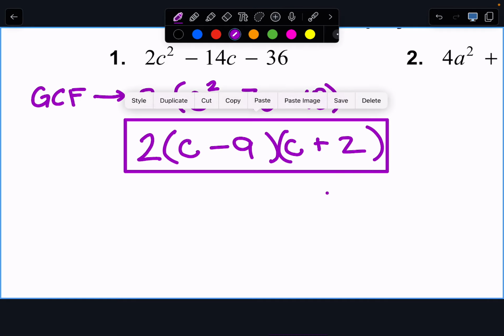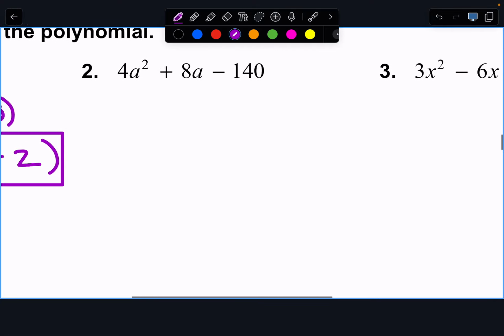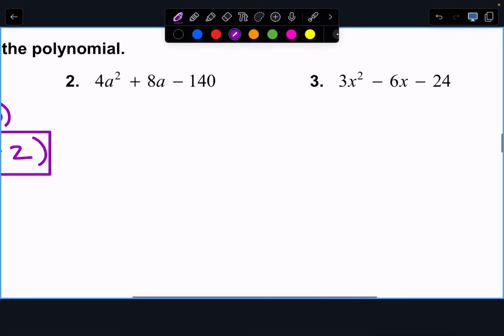Okay, so we factor out a GCF. We keep the GCF, but then factor the trinomial. So could you please try number 2 and 3 for me? And I'm going to send in the attendance.